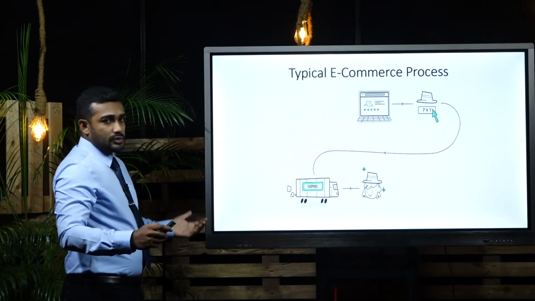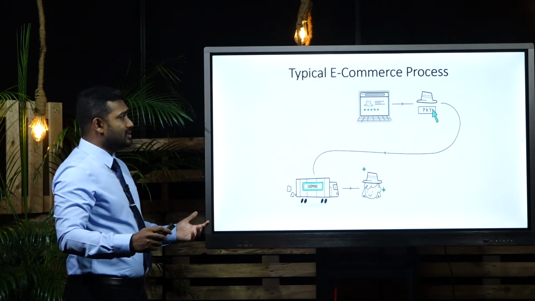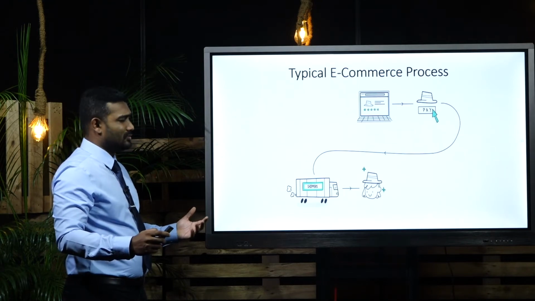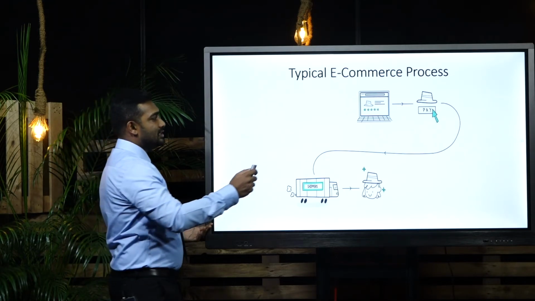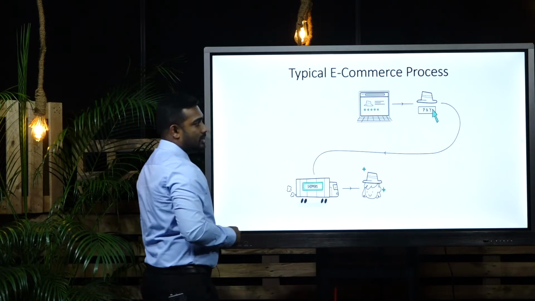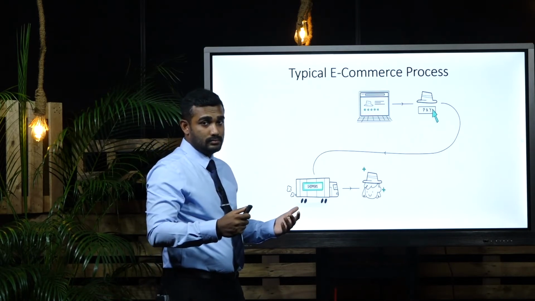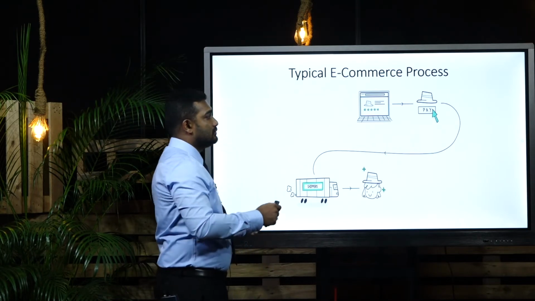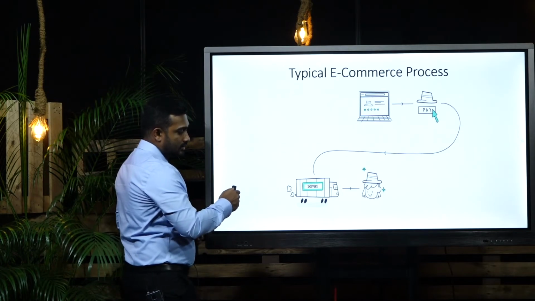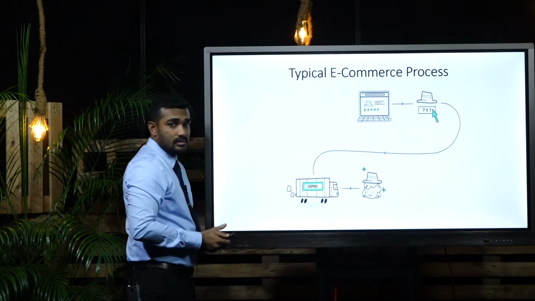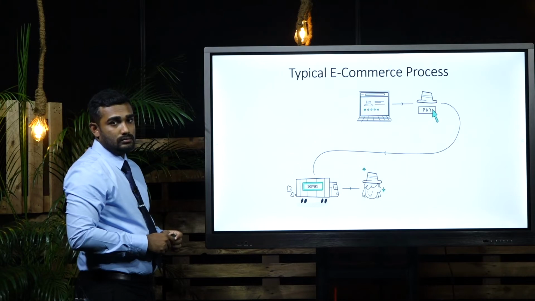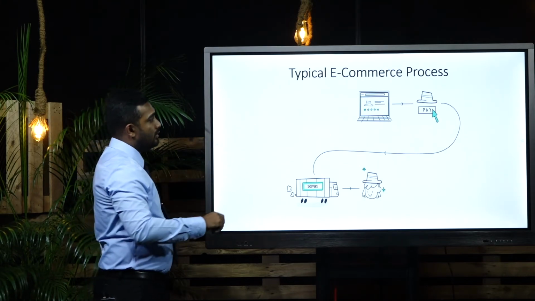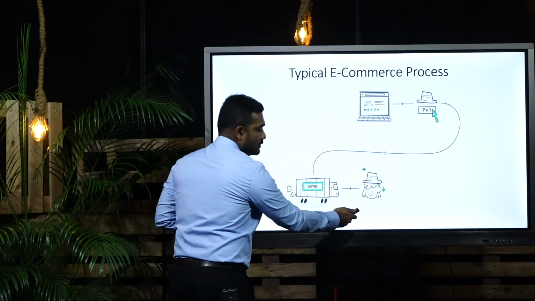Typical e-commerce process. How do you do an e-commerce transaction? Very simple. You need to visit the website. Then you have to select the product. Then you have to pay. Then the product will be delivered to you. Simple as that. Go to the website, select the product, pay, then the company will deliver the product to the consumer.